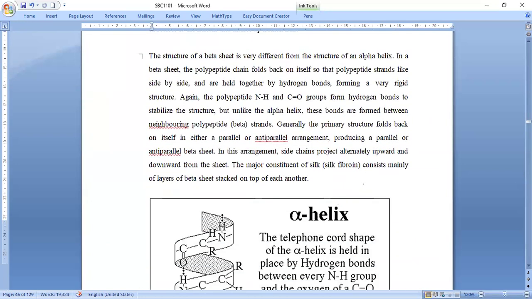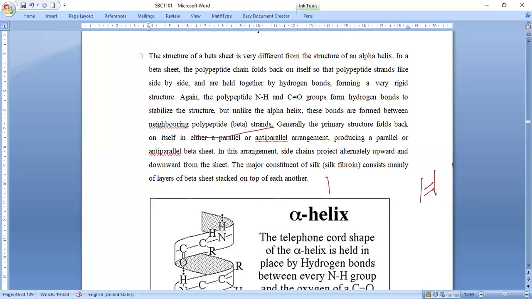Whereas the beta pleated sheet structure is different from the structure of the alpha helix. Here in the beta sheet, the polypeptide chain folds back on itself so that the polypeptide strands lie side by side. The side by side structure is linked with hydrogen bonds, and that forms a sheet-like structure. These bonds are mainly formed between the neighboring polypeptide strands.